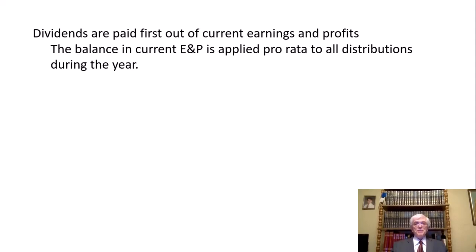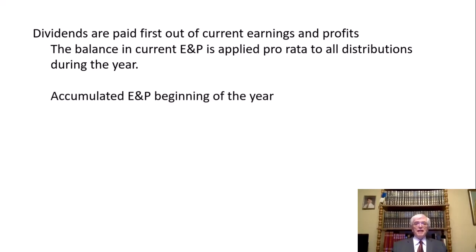So if you had any distributions, first look, did I or did I not have positive current earnings and profits? If the answer is yes, then first pull those distributions out of current earnings and profits and do it pro rata to all distributions that happened during the year.